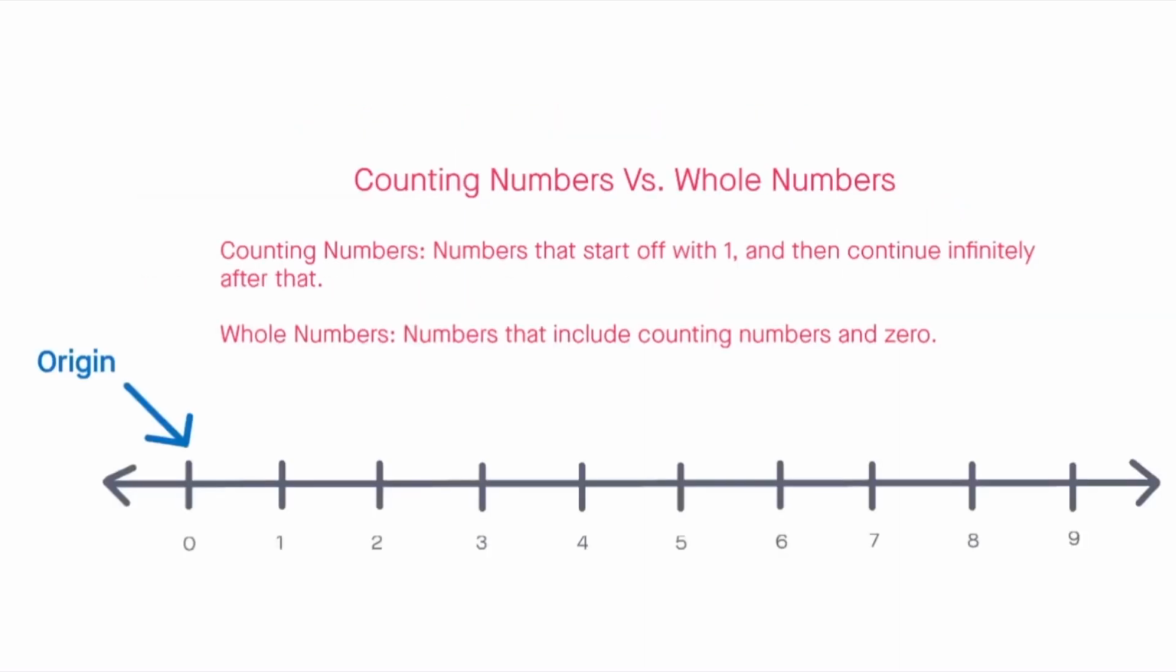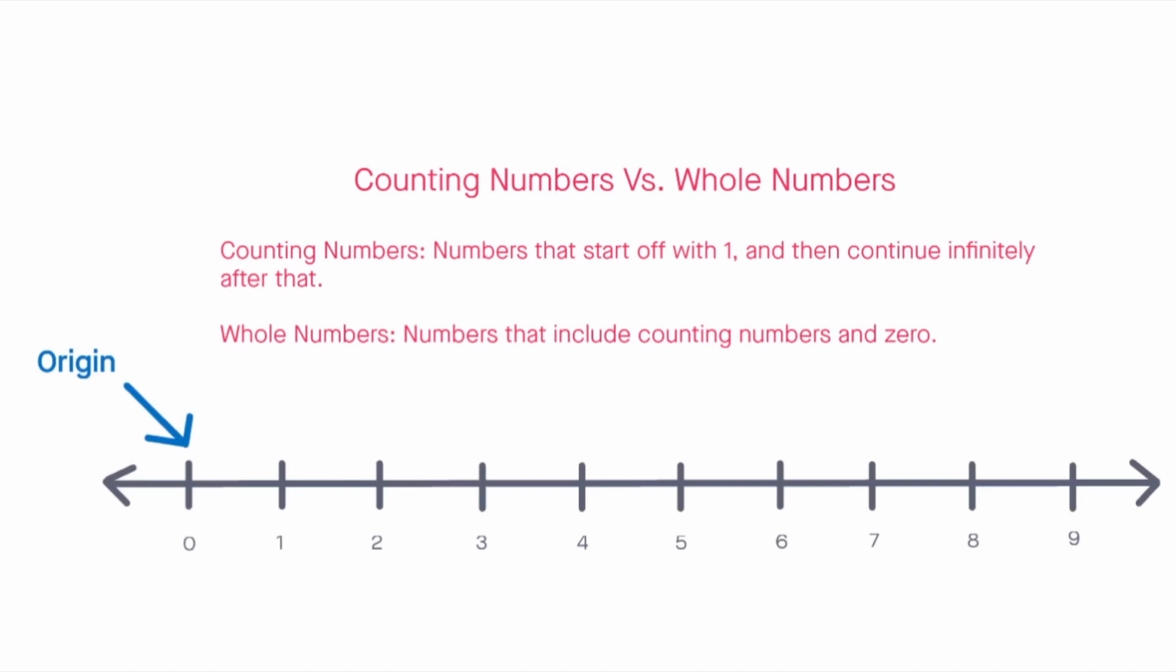Counting numbers and whole numbers can be shown on a number line. 0 is called the origin. The numbers increase if you go from left to right on the number line and decrease if you go from right to left. So counting numbers on this number line would be 1, 2, 3, 4, 5, all the way increasingly towards the right. Whole numbers would start at 0 and then go 1, 2, 3, 4, 5, continuing on.